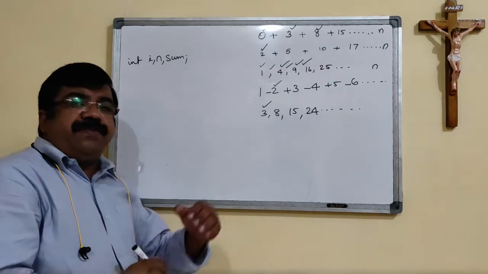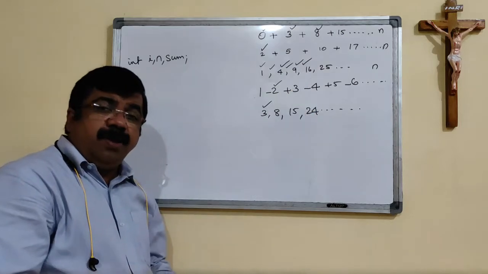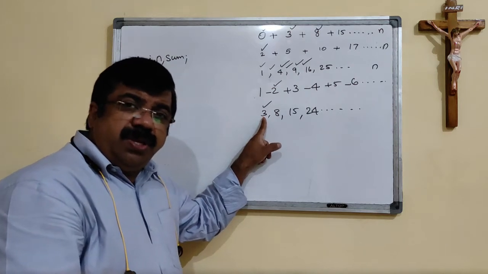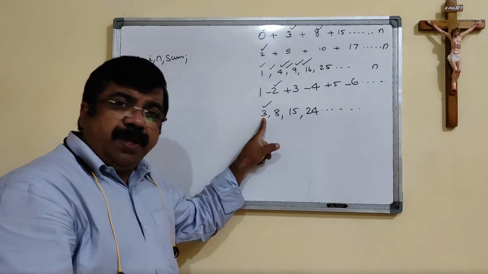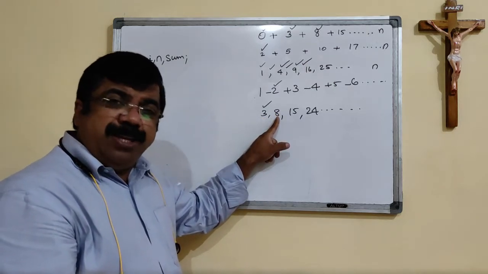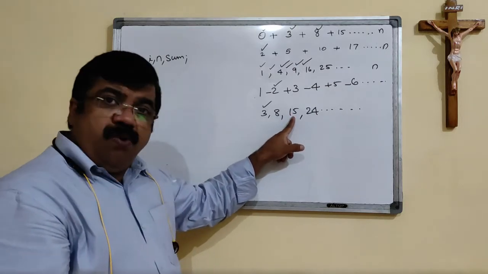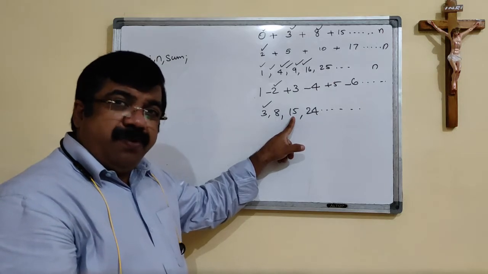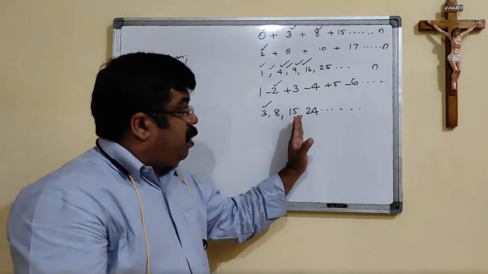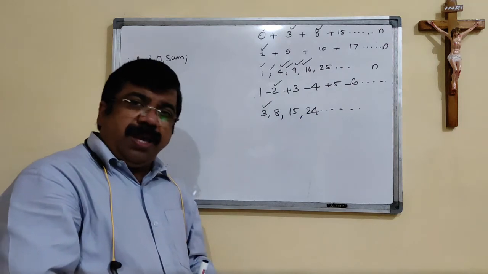See, now we are given a new series: 3, 8, 15, etc. What is the relationship? We can see this is 2 square minus 1. 2 square is 4, 4 minus 1 is 3. 3 square minus 1: 3 square is 9, 9 minus 1, 8. 4 square minus 1, 15. 5 square minus 1, 24, etc. The series is to be printed. Okay, now let's go forward.